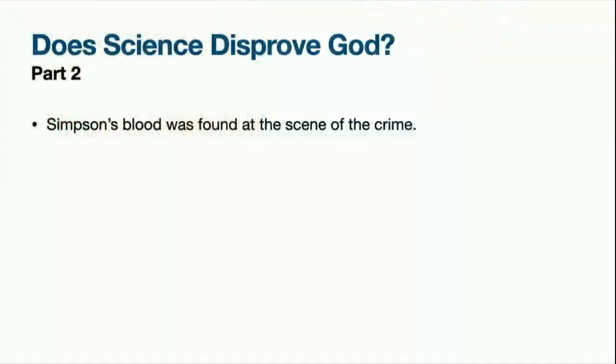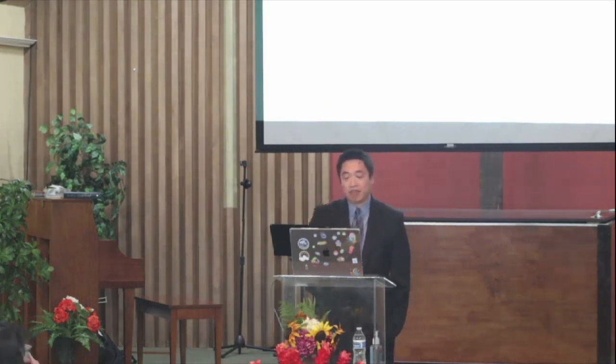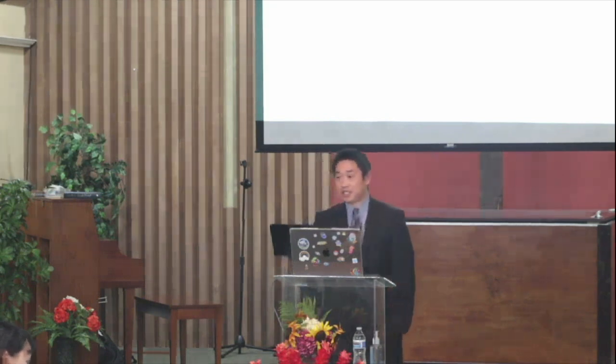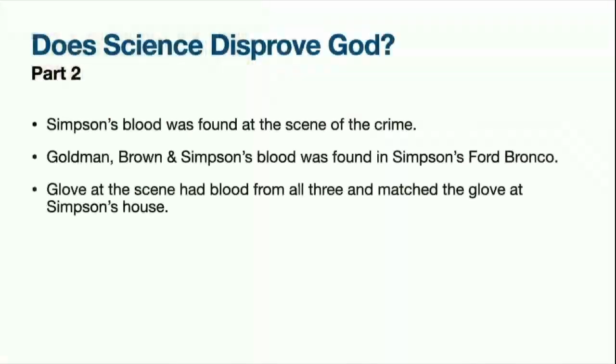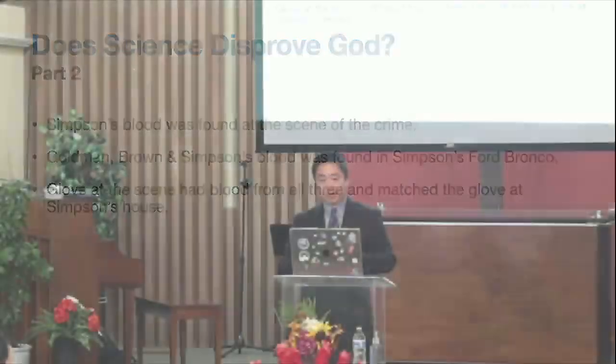So this is some of the science that was seen at the O.J. Simpson trial. First of all, Simpson's blood was found at the scene of the crime, right? So there is a 1 in 170 million chance that it is not his blood. This is what the science tells us. Number 2, Goldman, Brown, and Simpson's blood was found in Simpson's Ford Bronco. Number 3, the glove at the scene had blood from all three and matched the glove at Simpson's house.